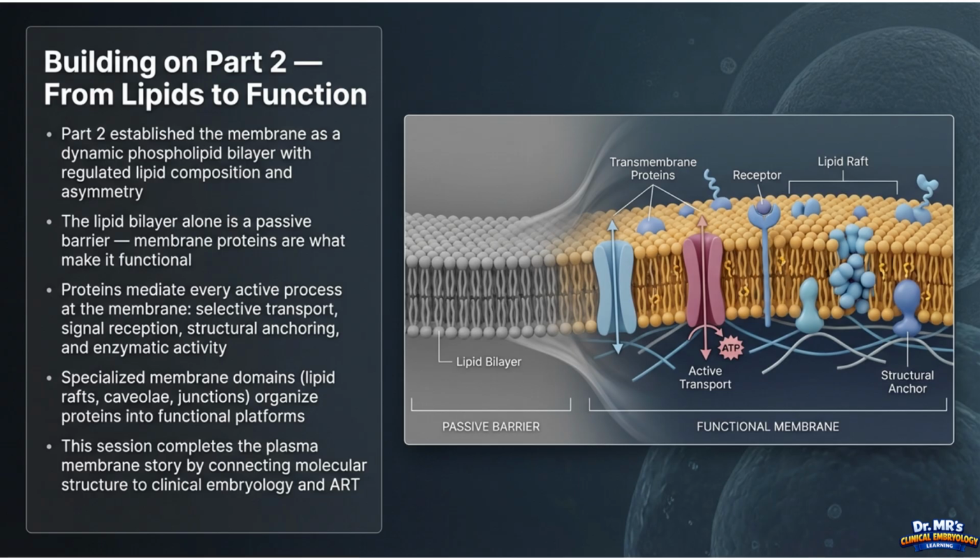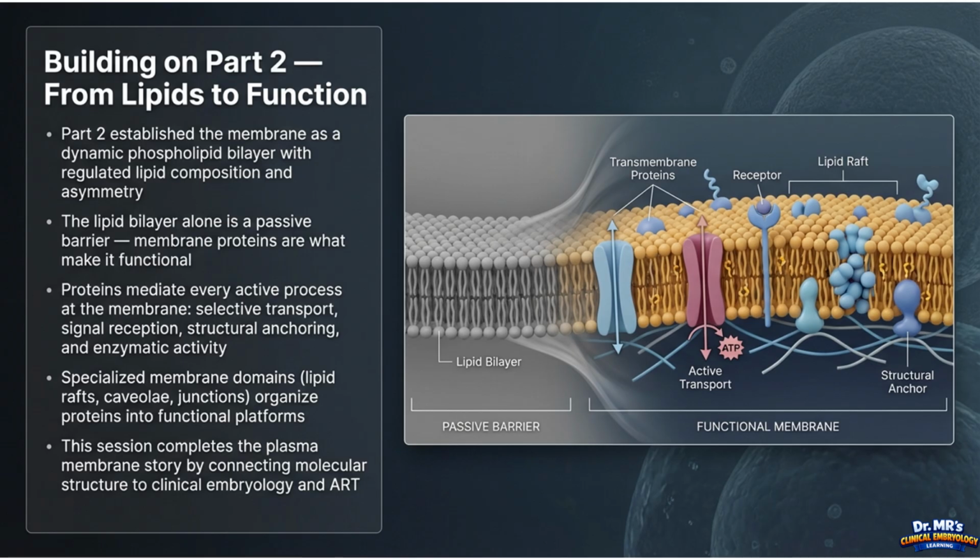The central insight we build on today is this: the lipid bilayer alone is a passive barrier. It selectively excludes charged and polar molecules by virtue of its hydrophobic core, but it cannot actively regulate what crosses it, cannot receive a hormonal signal, cannot anchor itself to a cytoskeleton, and cannot catalyze a chemical reaction. All of those functions belong to membrane proteins.